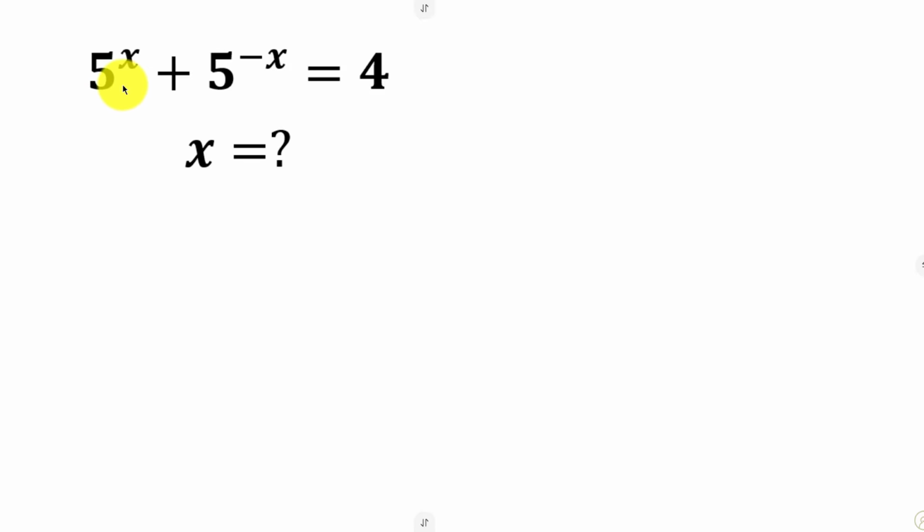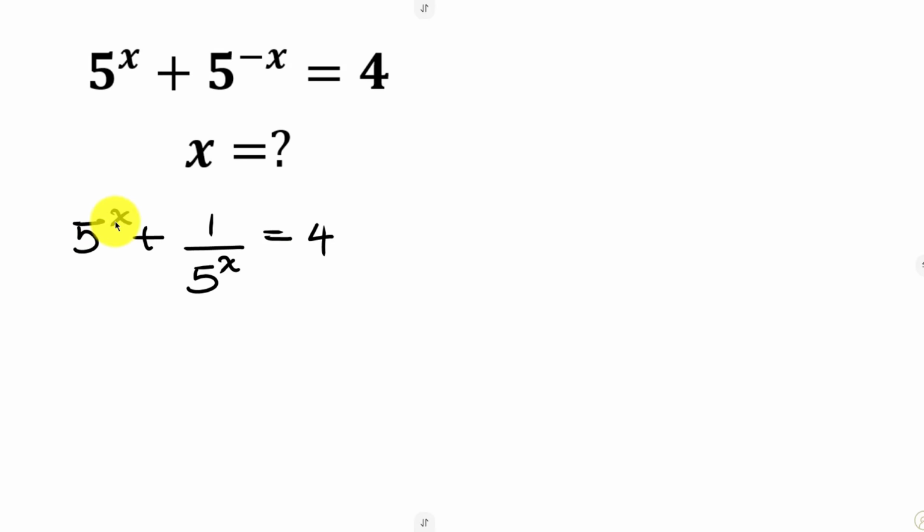We've got 5 to the power of x plus 5 to the power of negative x equal to 4, and we're told to look for the values of x. Well, I'll pay attention to 5 to the power of negative x. Here we have 5 to the power of x plus, now 5 to the power of negative x can also be written as 1 all over 5 to the power of x. It's still the same thing. And this is equal to 4.